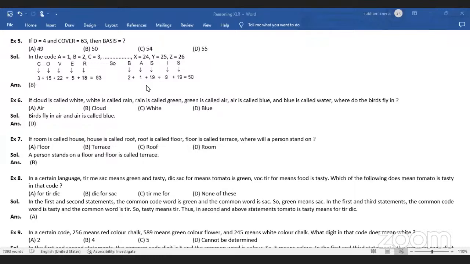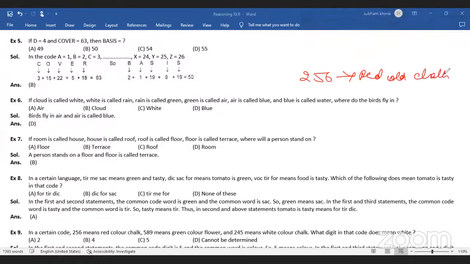Four, sir. Four option. Option B. B is 4. Okay, you wrote B4. Let's see how you got 4. What is given? In a certain code 256 means red color chalk. Let's see. 256 means red color chalk.